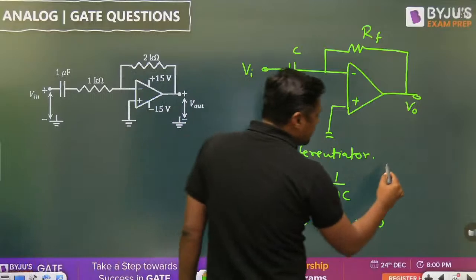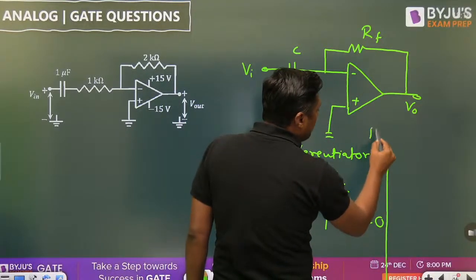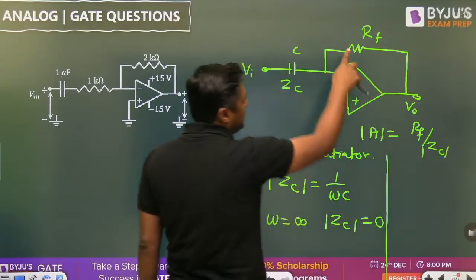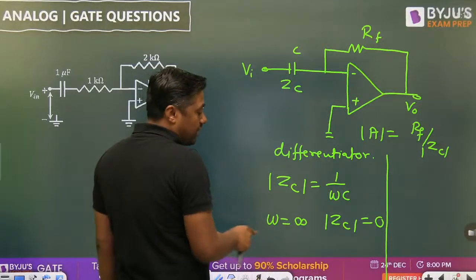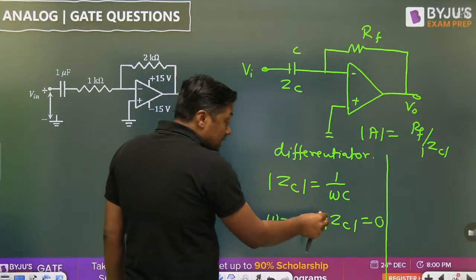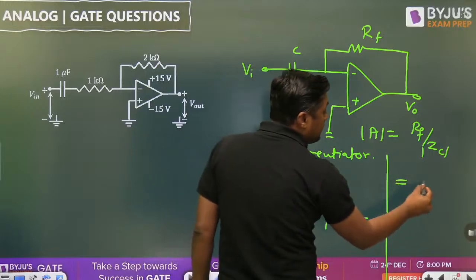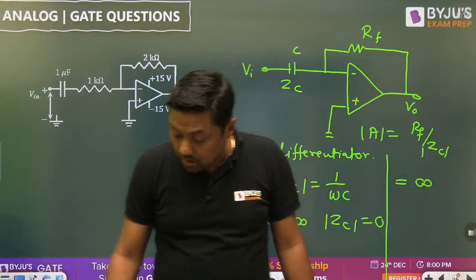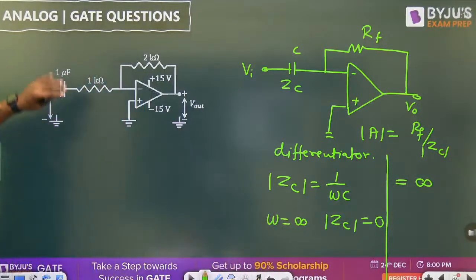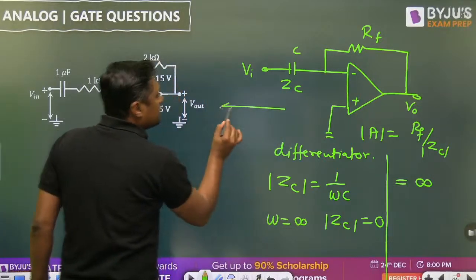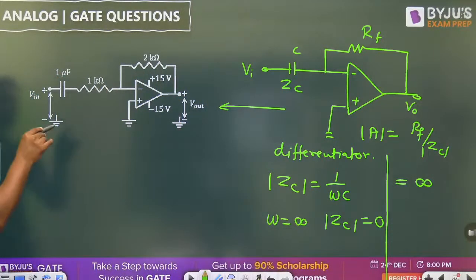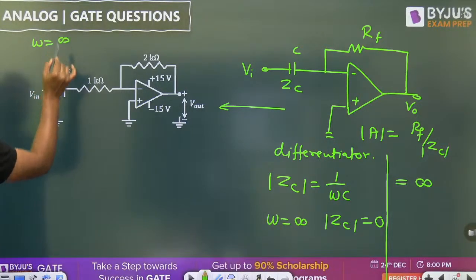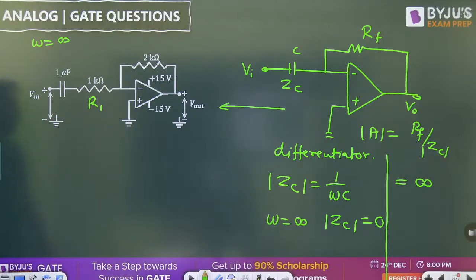The magnitude of the gain is given by RF by mod of ZC. Minus RF by ZC, but I am just taking the magnitude. At omega equal to infinity, ZC will become 0 and we are going to get the gain infinite, and that's why this circuit is unstable. This is a modification of this circuit, and to make the gain finite at omega equal to infinity, we are putting one resistor here, R1.